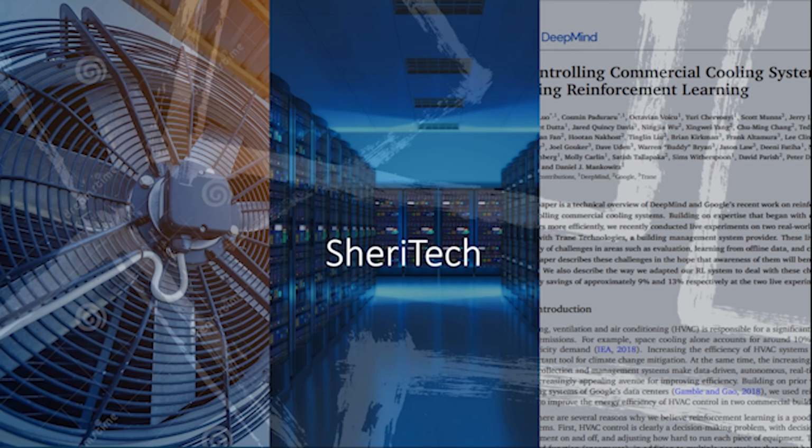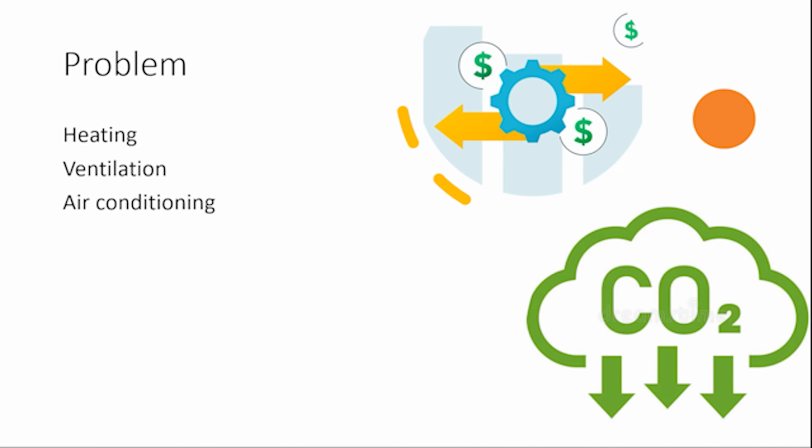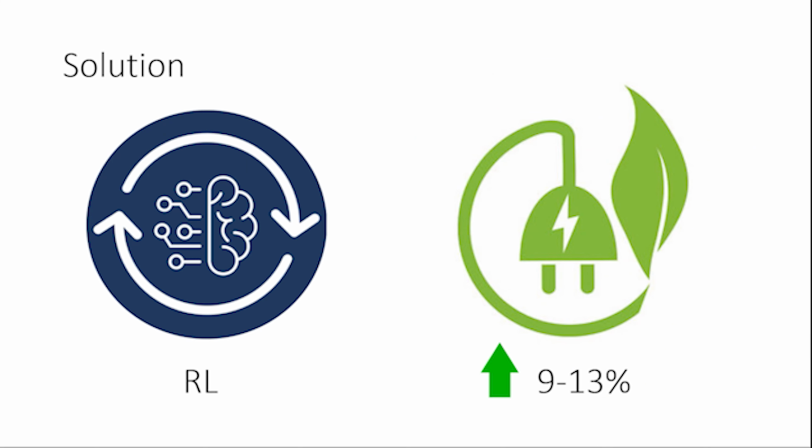This reading session presents a reinforcement learning controller for cooling systems, published by DeepMind. Heating, ventilation, and air conditioning contribute significantly to the operational cost and the global CO2 emissions. DeepMind presented a reinforcement learning approach to controlling cooling systems of several buildings that does not require a detailed and comprehensive physics-based model to be developed, resulting in a 9 to 13% decrease in energy consumption.